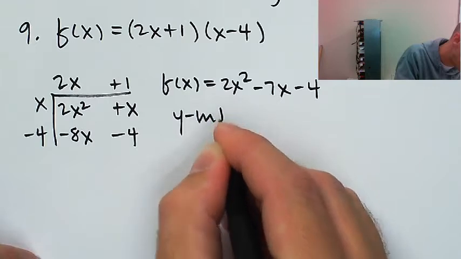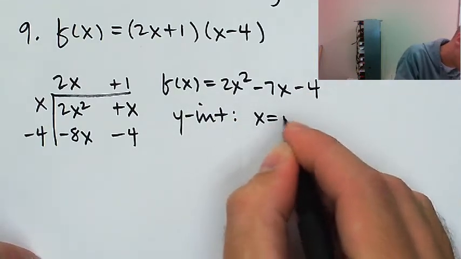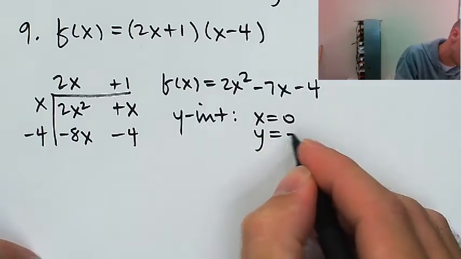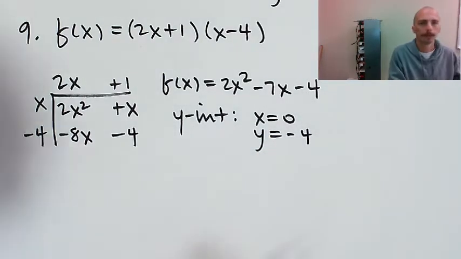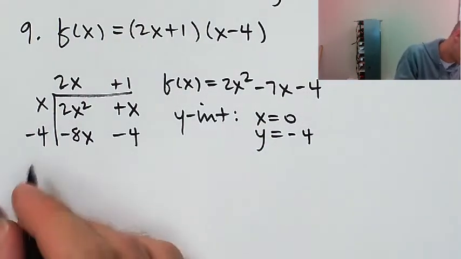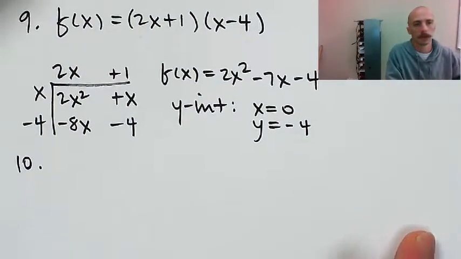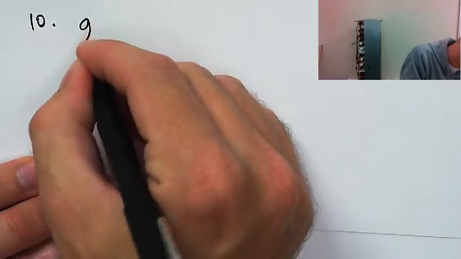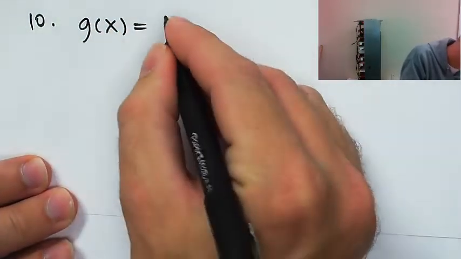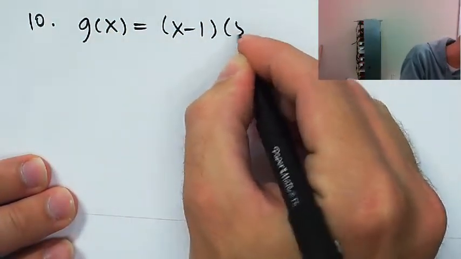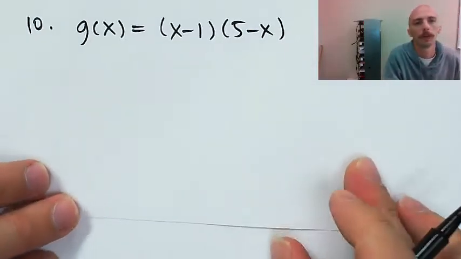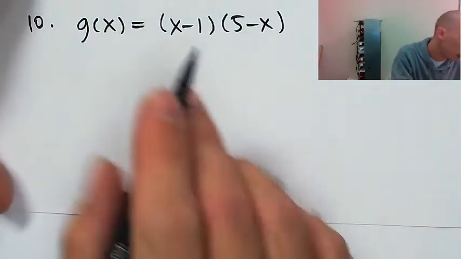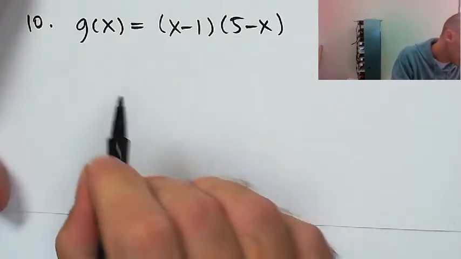And so I asked about the y-intercept. I'm going to say the y-intercept is where x equals 0, and when x equals 0, y is going to be negative 4, so the point is (0, negative 4). I bet I can fit one more here. Number 10. g of x equals x minus 1 times 5 minus x. I'm glad I put one of these on here too. This will give us a negative leading coefficient. This will be a parabola that opens down.